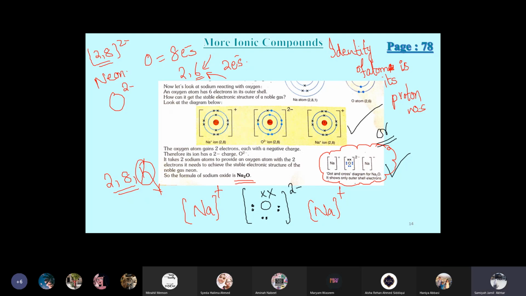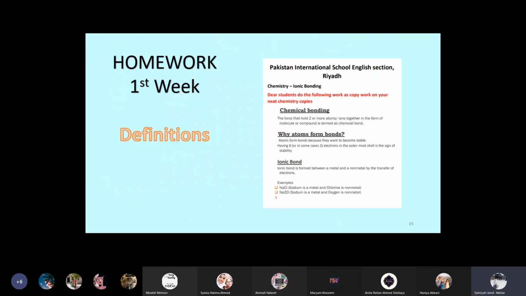Now, after this page is complete, note down this homework. Your homework is that this page, I will upload on OneNote. You have to do it in your copy. Not today, after going home I will upload it on OneNote, in the content library, or maybe I will distribute it in your chemistry section.